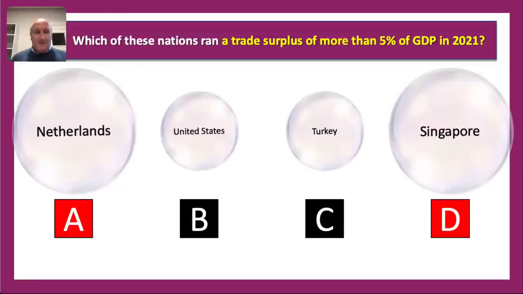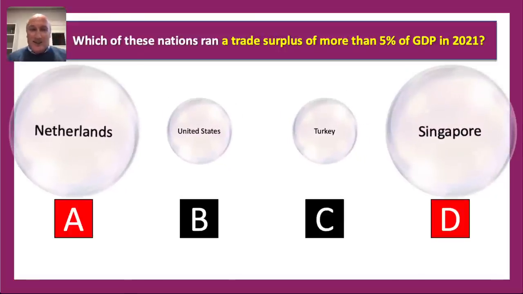Here's the right answer. Netherlands and Singapore. Singapore's trade surplus was something like 17% of GDP in 2021. Do you remember that session we did on trade and globalization? I picked out Singapore as one of those amazing hub economies in the world economy. Trade is 370% of GDP, and they run a trade surplus of about 17% of GDP. The Dutch have a very, very strong trade surplus. Turkey and the United States, no, they run a trade deficit.